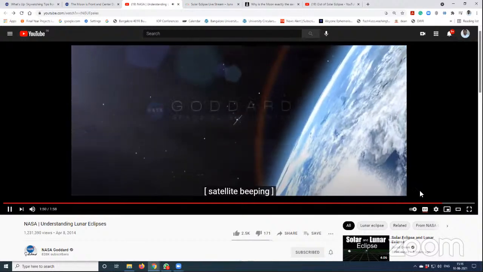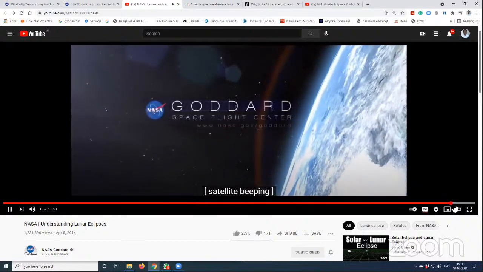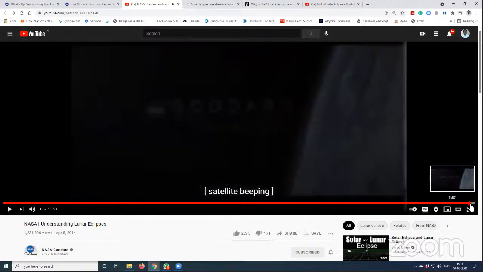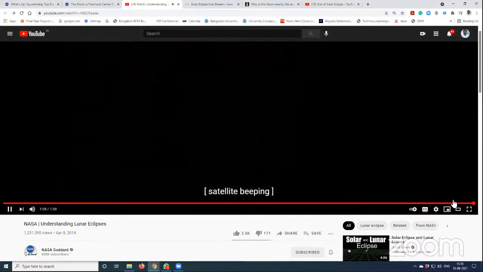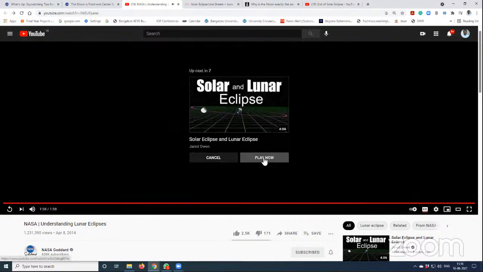This is the beam of the satellite. Let us see next. How it will happen, you can see in detail.